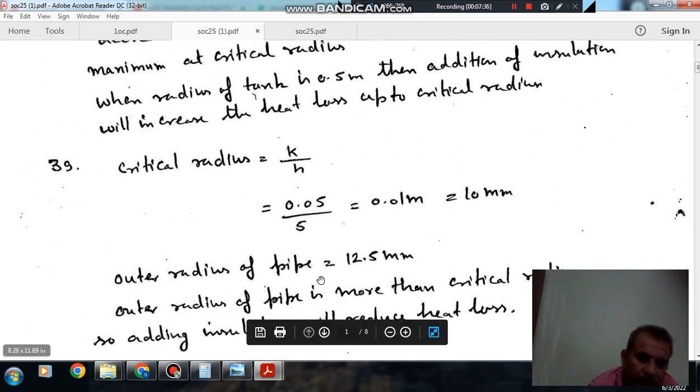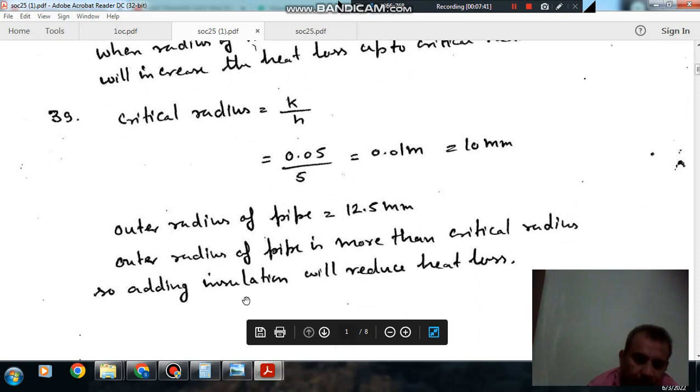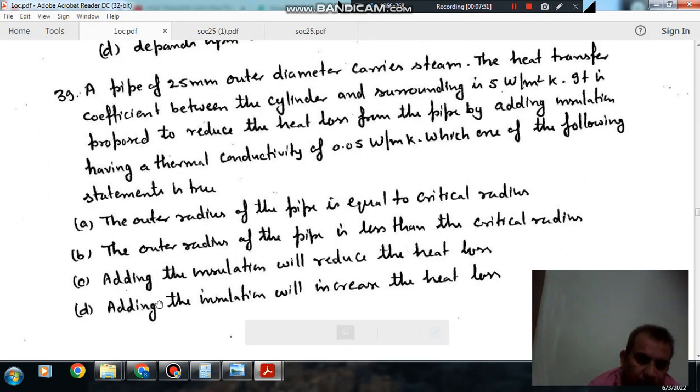So the outer radius of the pipe is 12.5 mm, and so the outer radius of the pipe is more than the critical radius. So adding insulation will reduce heat loss. So the answer is C.